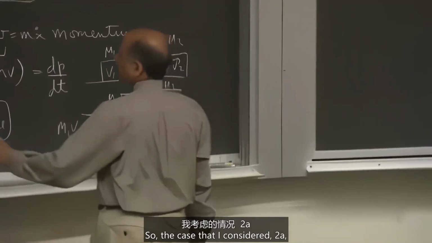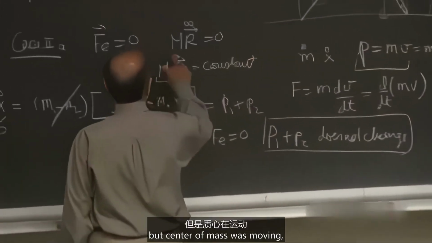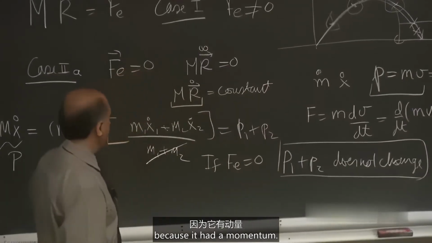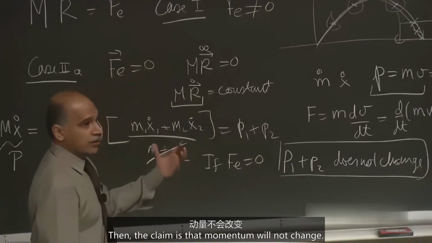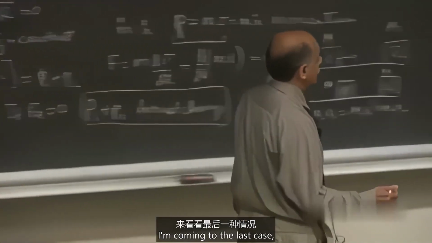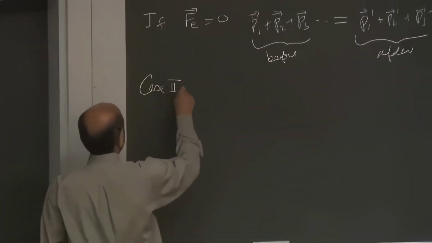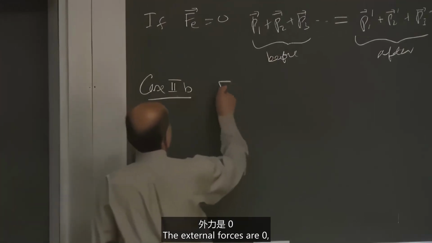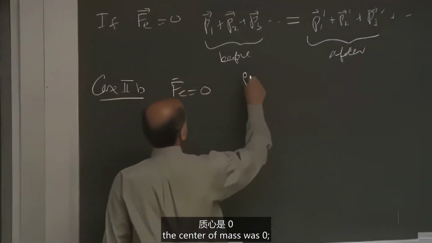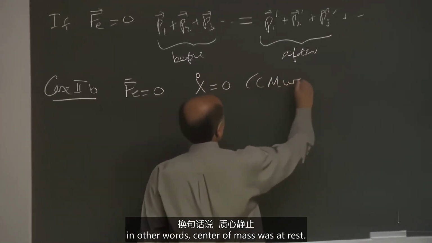So the case that I considered, 2A, was external force equal to 0, but the center of mass was moving because it had a momentum. Then the claim is that momentum will not change. I'm coming to the last case, which is, if you want, case 2B. External forces are 0, center of mass velocity was 0. In other words, center of mass was at rest.